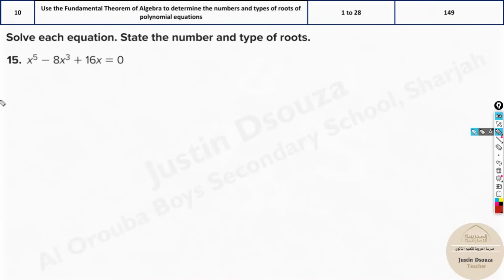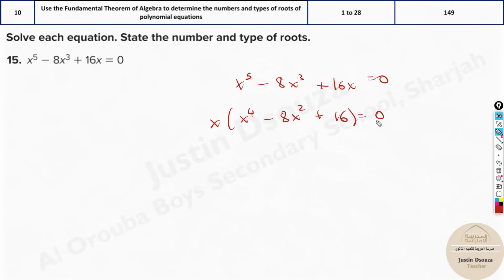This one now, since there is x throughout, what I can do is I can take the x common. See, x power 5 minus 8x cubed plus 16x is equal to 0, right? Take the x common out throughout. So what happens is x is gone. You will have x power 4 minus 8x squared plus 16 is equal to 0.